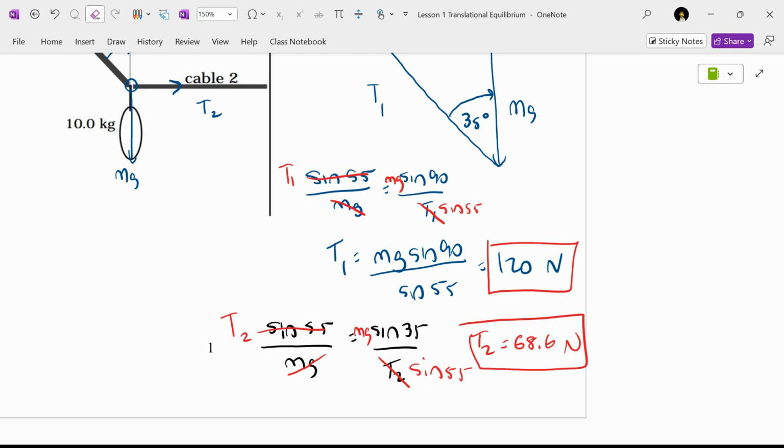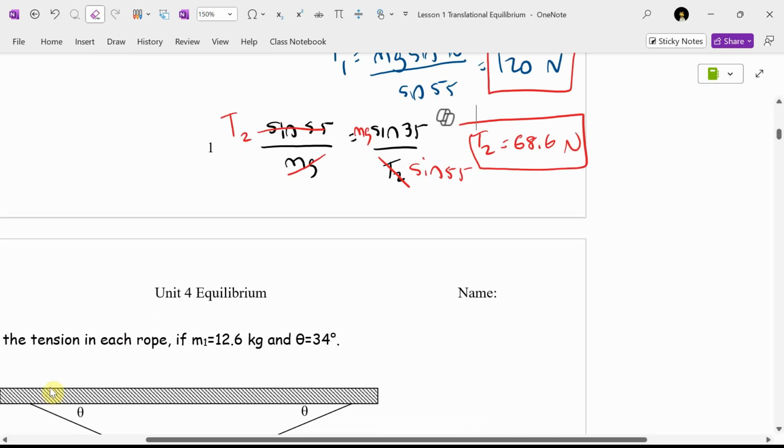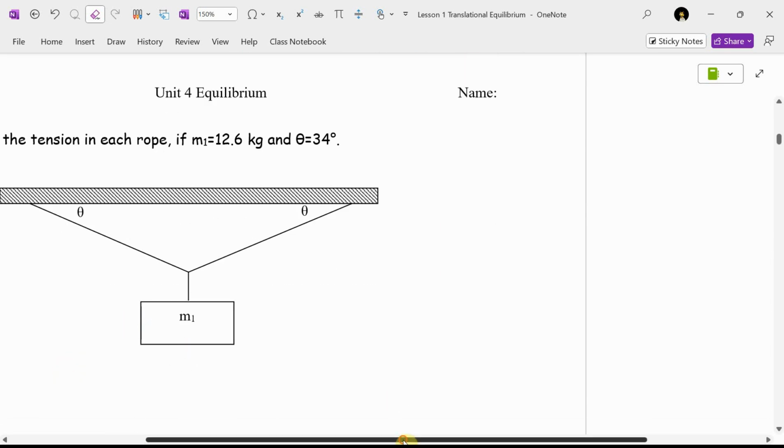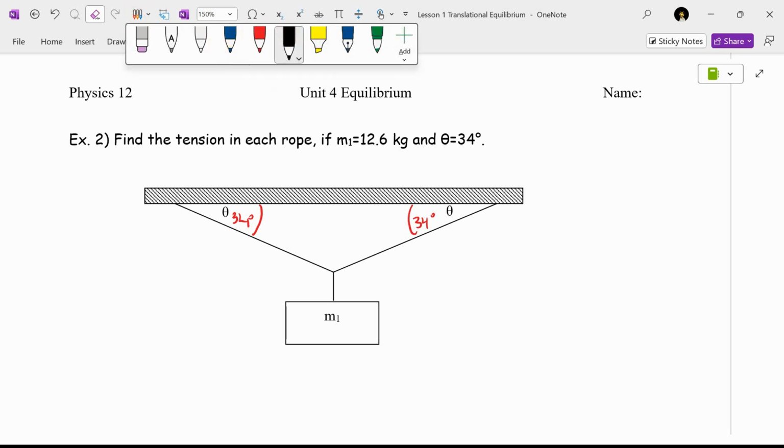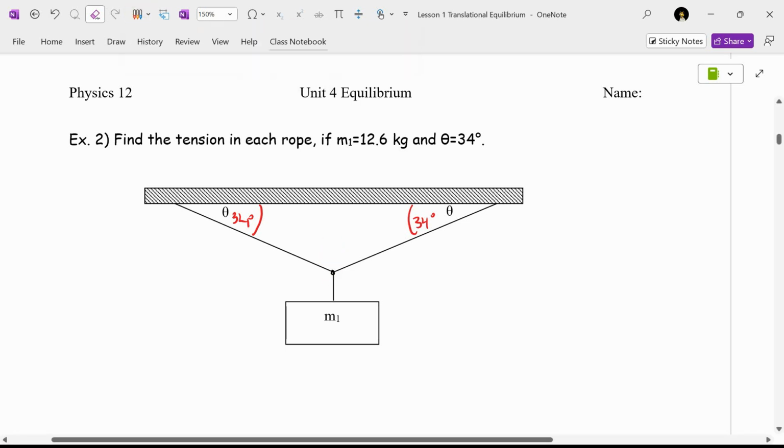I don't like example 1 because one of the lines is horizontal. Braden, I think it's a little too easy. Example 2 says find the tension in each rope if M1 is 12.6 kilograms and theta is 34 degrees. So I guess that means that that's 34 degrees and that's 34 degrees. Braden, what are the forces acting on this? Get the obvious one.